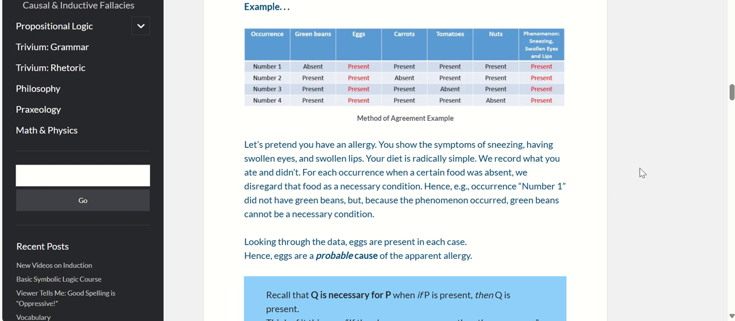And your diet is radically simple. We record what you ate and didn't. And for each occurrence where a certain food was absent, we disregard that food as a necessary condition for that allergy. So, for example, occurrence number 1 did not have green beans, but because the phenomenon occurred, green beans cannot be a necessary condition. And looking through the data, eggs are present in each case. So they're present in cases 1, 2, 3, and 4, and that means eggs are a probable cause of the apparent allergy. We can't say for sure.